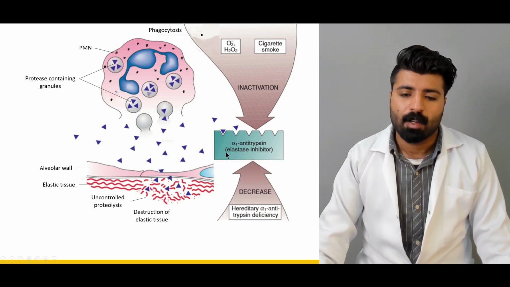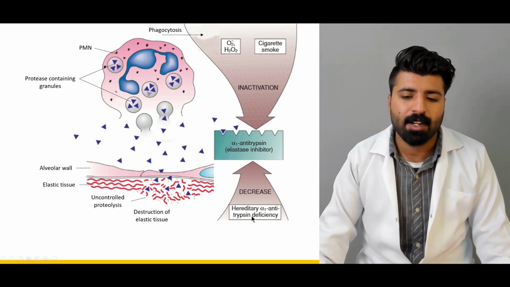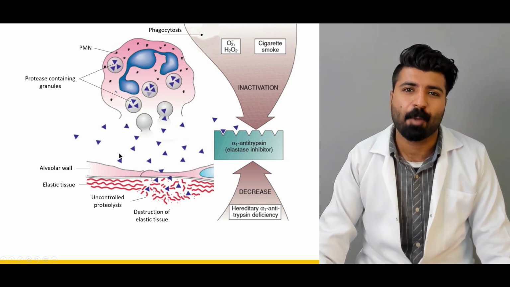So there were two reasons I told you about: either it can be inactivated, or there's hereditary alpha-1 antitrypsin deficiency. So this will lead to no alpha-1 antitrypsin in the body. And that will lead to all of this. And that will lead to emphysema.